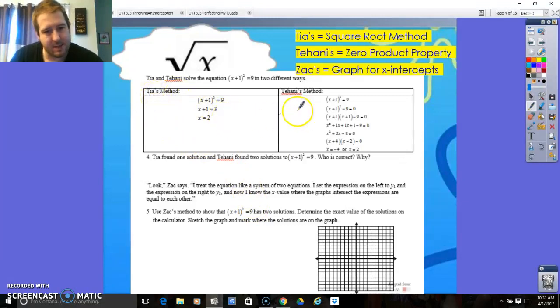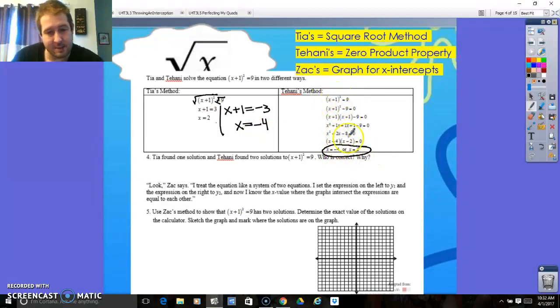Tia's method. Now, Tia did it incorrectly. Tia found one solution. Tahani found two solutions. Who's correct? Well, Tahani's correct, because Tia forgot that she needs to solve it a second time. If she's going to do the square root of both sides, the square root of 9 is both positive 3 and negative 3. So she had to solve it twice. So x equals minus 1 from both sides makes negative 4. So there's actually two different answers, as you can see clearly down here.